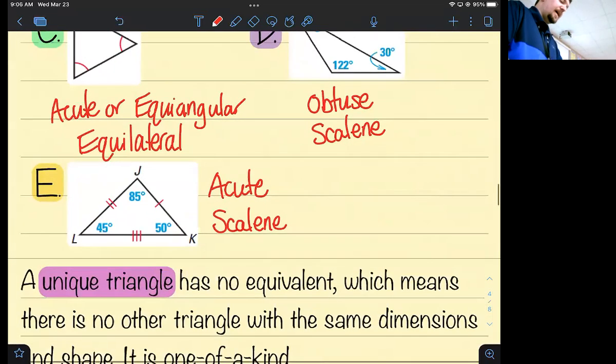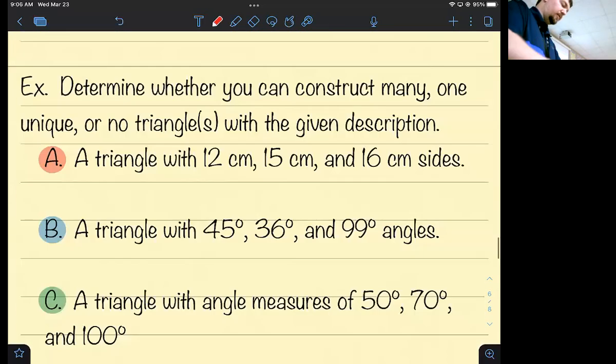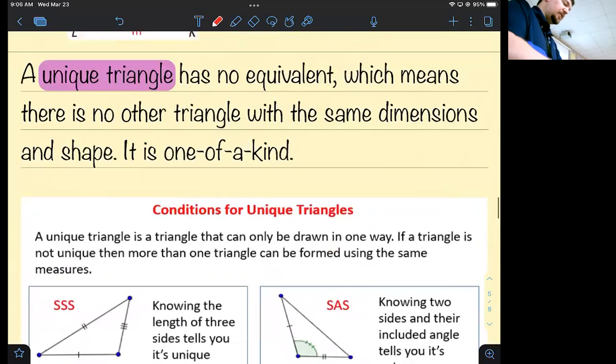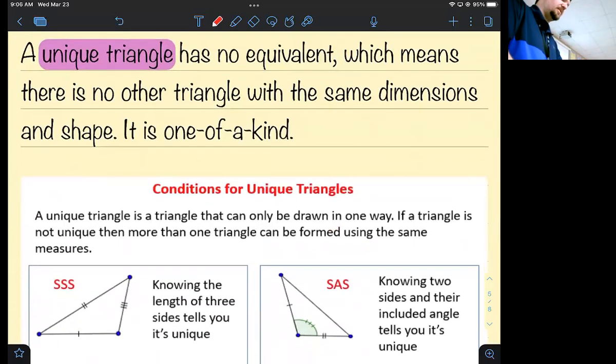All right. And then something that you might see on the iLearn test, they're going to ask you about a unique triangle. I'm going to talk about what that is for just a second because we're almost done. It says a unique triangle has no equivalent, which means there's no other triangle with the same dimensions and shape. It is one of a kind. So if I told you I need you to draw a triangle and then I gave you these descriptions, draw a triangle that has this, this, and this. If I give you enough of those descriptions, then regardless of how I tell you to draw it, it's all going to look the same.